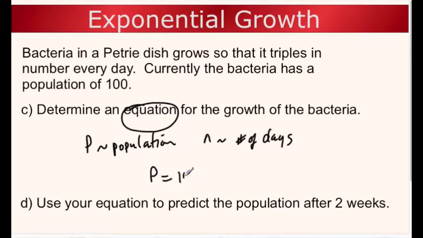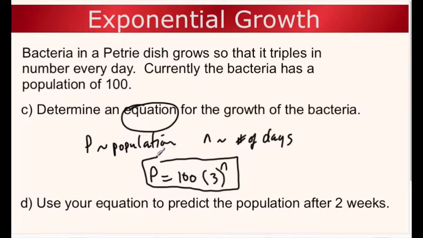The population equals that 100, and then it's tripling, so I've got a factor of 3, and then the only thing that's changing is the days, and that was our exponent. So here's our equation to model that growth: P equals 100 times 3 to the power of n, and our variable is the exponent. So to answer part D, I'd use my equation to predict the population after 2 weeks. That's the nice thing about an equation. I now have this times 3 to the power of n, which is the number of days. Well, 2 weeks is going to be to the power of 14.